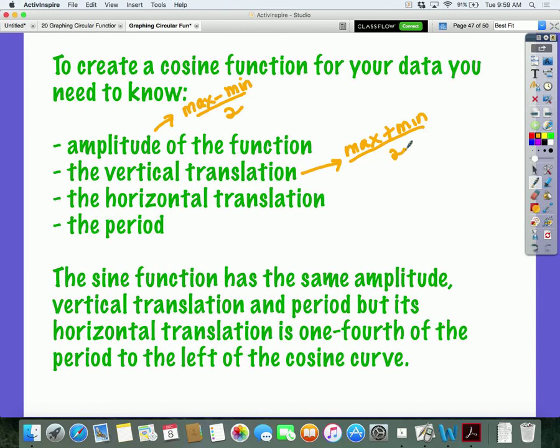Okay? Our horizontal translation, usually that's probably going to be the last thing that we find, and that's going to be based off of our data, and there really isn't a set formula to do that. However, our period, we know, is the formula what? 2 pi over b. So these are some good things that we need to know in order to do these, okay? So now we'll look at our examples.